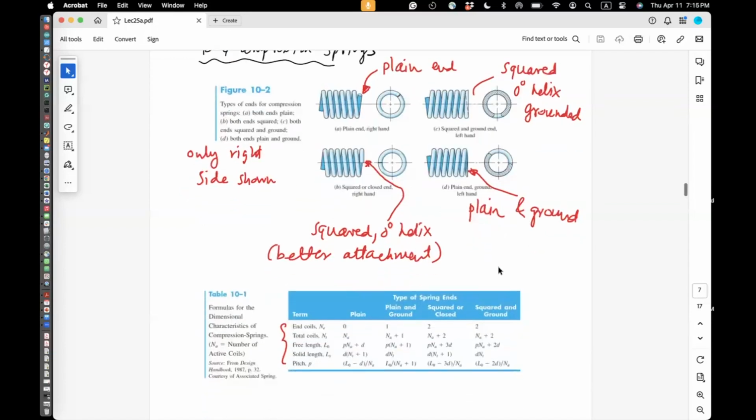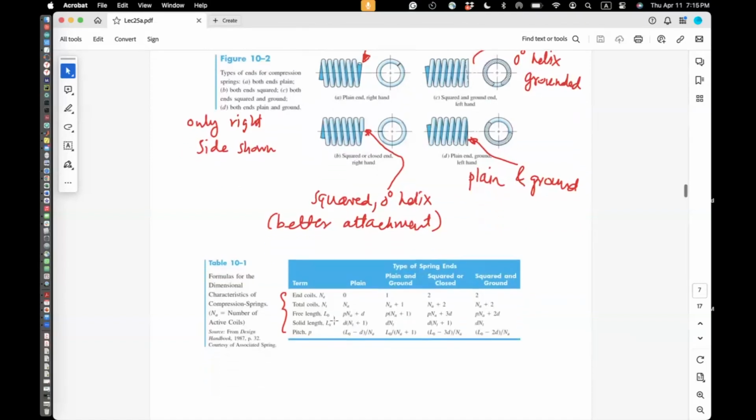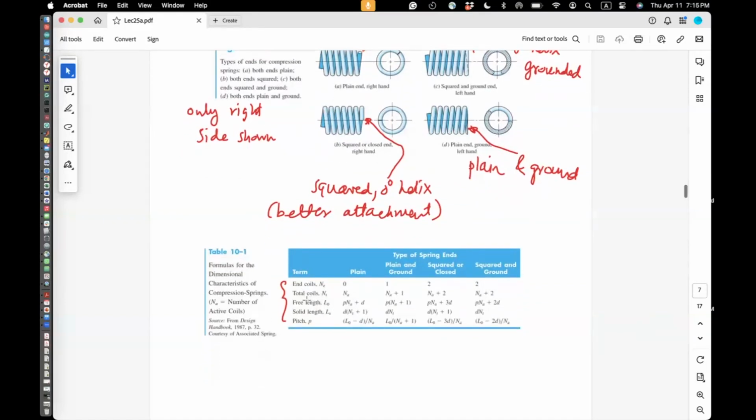Now, for these four types of end connections, there's a table which gives you end coils, total coils, free length, solid length, and pitch. This is something which we'll be using later on when we solve the problem.